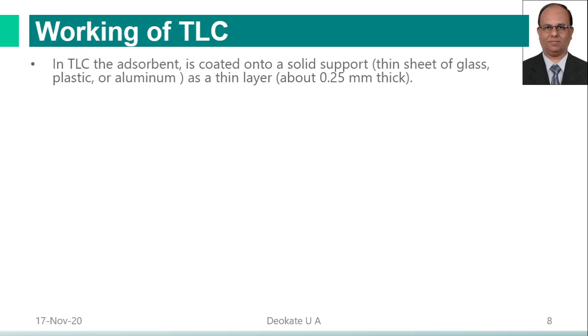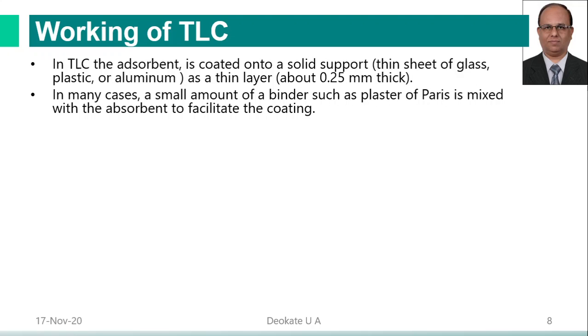So what is the working of TLC? In TLC, the adsorbent is coated on a solid support, that is a thin sheet of glass, plastic or aluminum, used as a thin layer. The adsorbent is applied in a layer of 0.25 mm thickness. In many cases, a small amount of binder, such as plaster of Paris, is mixed with the adsorbent to facilitate the coating. Plaster of Paris means gypsum.